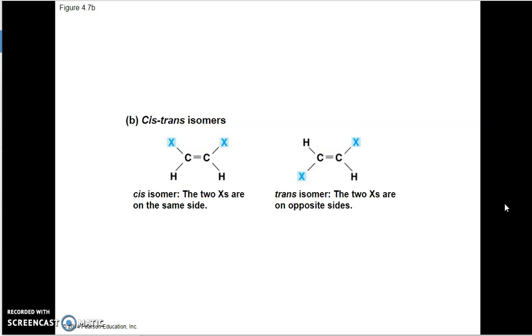Cis-trans isomers have the same covalent partners but differ in the spatial arrangement of atoms around the carbon-to-carbon double bond, which is the centrally located bond. The double bond does not allow the atoms to rotate freely around the bond axis. Consider a simple molecule with 2 double bonded carbons here, each of which has a hydrogen and an X attached to it. The arrangement with both X's on the same side of the double bond is called a cis isomer. The arrangement with the X's on opposite sides is called a trans isomer.